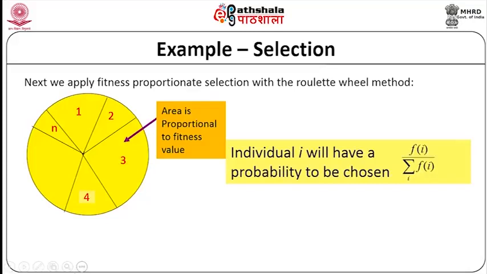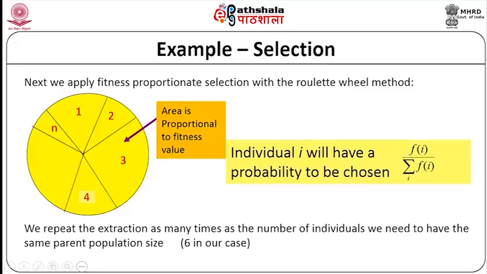So, individual I will have a probability to be chosen as fitness of I divided by the summation of the fitness. So, 8 divided by 34 for example, or 3 divided by 34, 34 is the summation. So, we repeat the extraction as many times as the number of individuals we need to have in the next generation. So, let us assume that in our case we want the same 6.